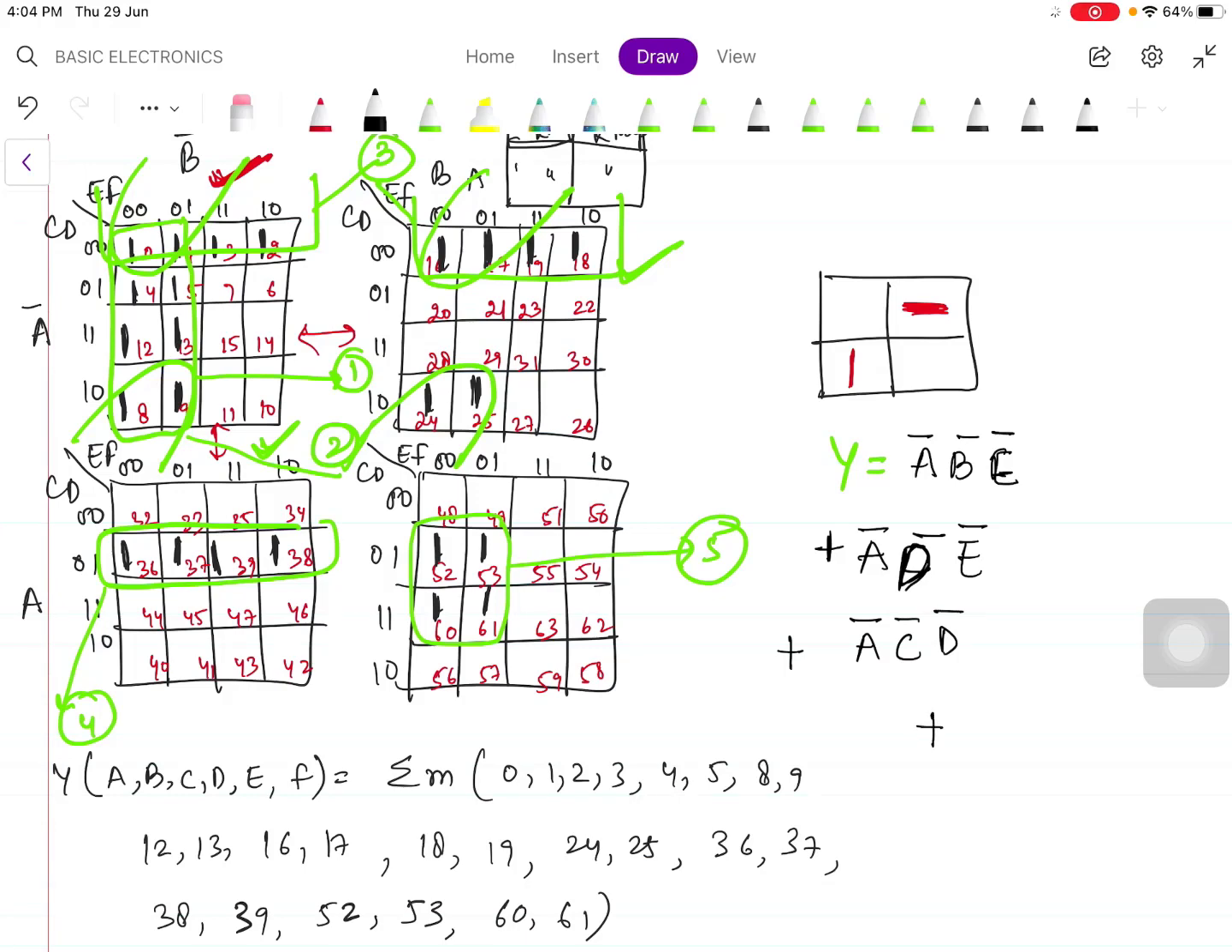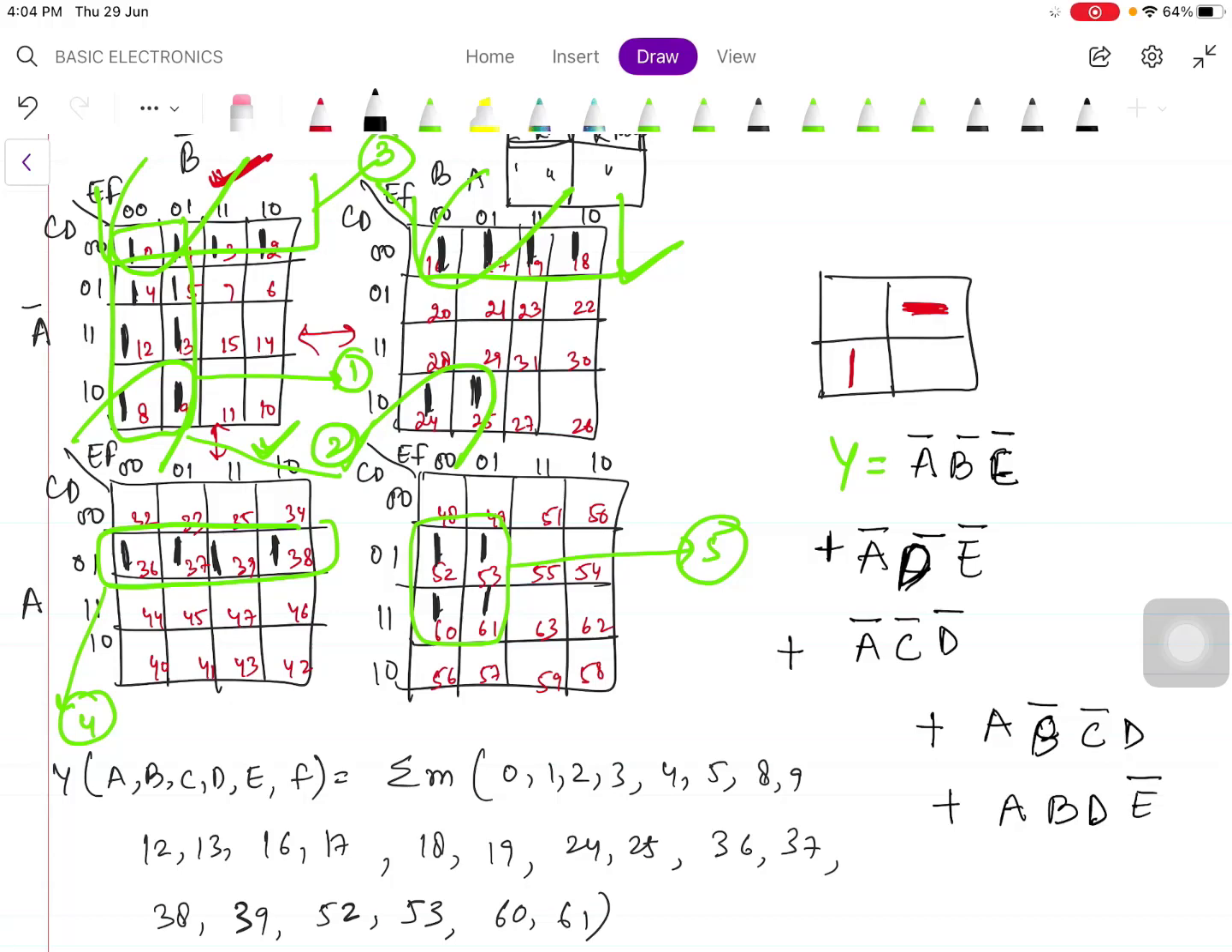Then the fourth group, we have A, from B we have B bar, from CD we have C bar, D, and from EF we have nothing. Then for the fifth group, we have A, B, D and E bar.